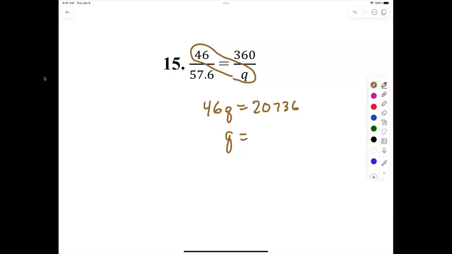Okay, so here we go. Let's clear your calculator again. I know you know how to do it. So just do 20736 divided by 46. And you came up with a decimal, right? Now, hit the second button and then the fraction to decimal.